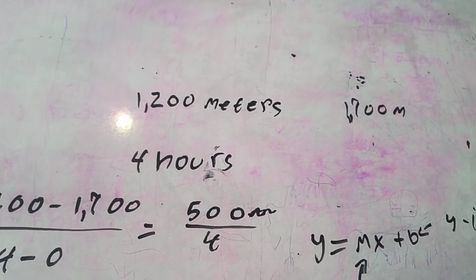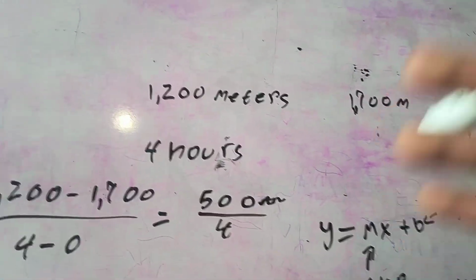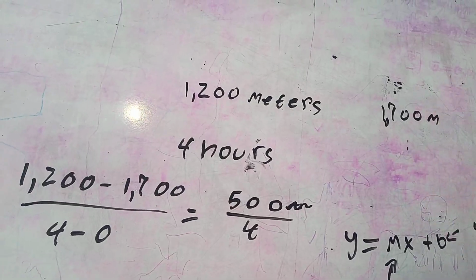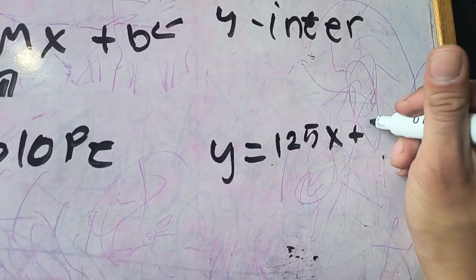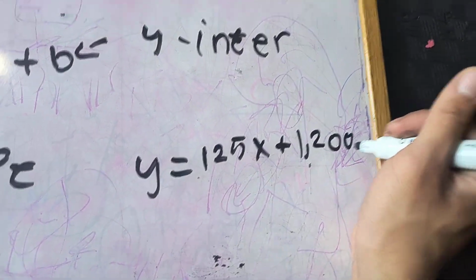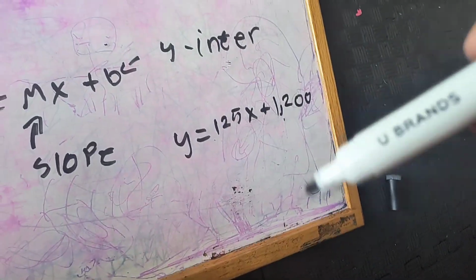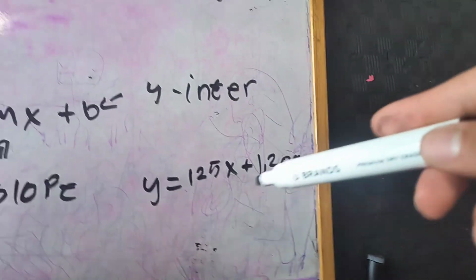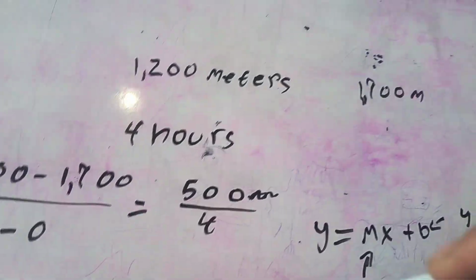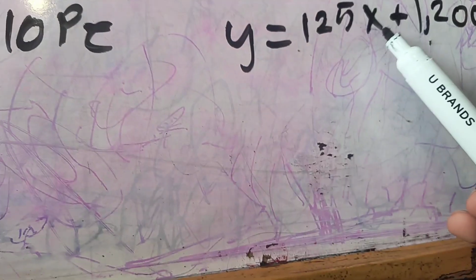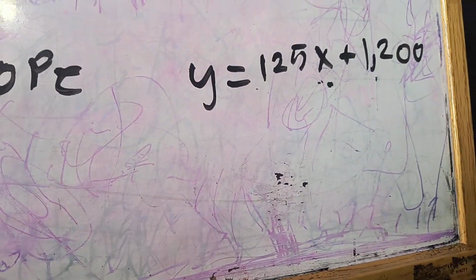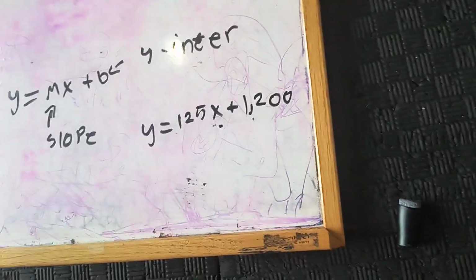So the y-intercept is whatever y is where x is 0. Okay? So I guess b is 1,200. And that's the linear equation to find out how many meters we've hiked over a certain given amount of time, where x is that time in hours.